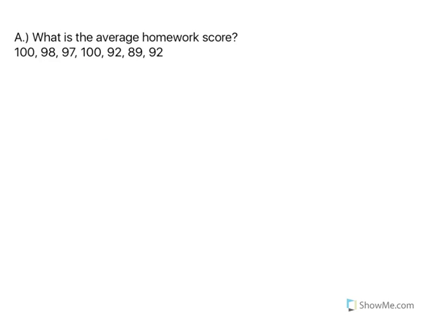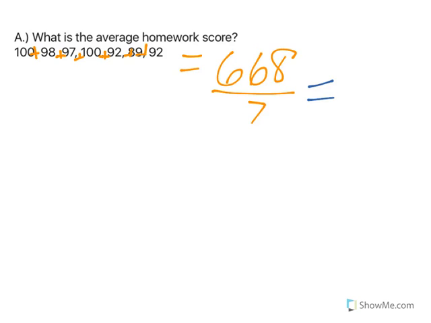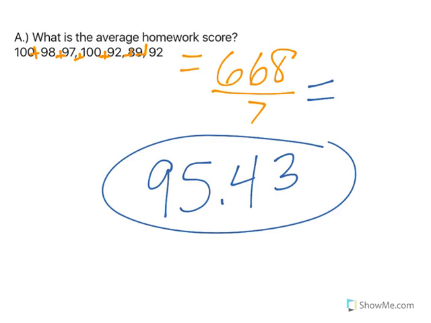What is the average homework score? Well, as I said, we have 7 of these, and remember, to find the average, you add all of these together. So first we add our 7 numbers, and you should get 668. So I earned a total of 668 points on my homework, and there were 7 of them. If I take the total points earned and divide by the 7 homeworks, I have an average of 95.43. I'm going to round to the nearest hundredth. It wasn't given on that first page, but that's what I'm going to use for all of my problems. So my average homework score is 95.43. Don't lose that. We're going to need that number again.